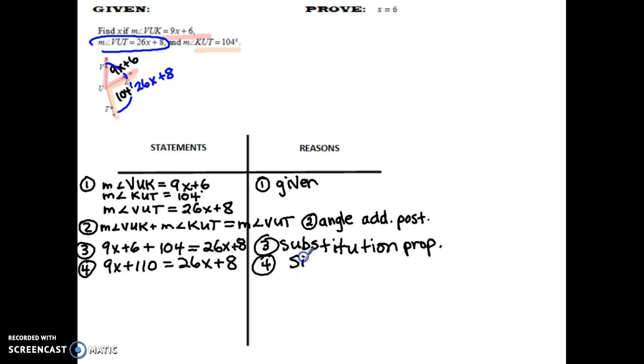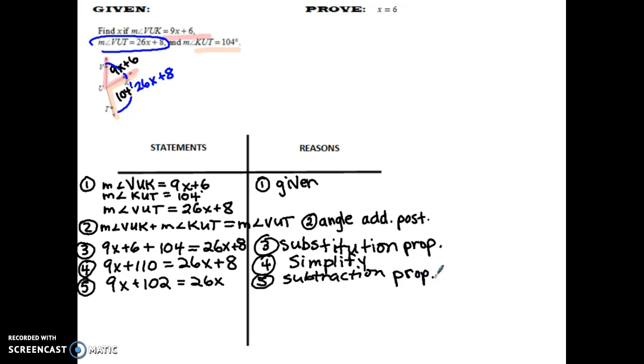Remember, we just called it simplify. Next step I'm going to take, I'm going to subtract 8 from both sides. So that was the subtraction property. I got to get my x's over to the other side, right? So I'm going to subtract 9x. Again, using subtraction.